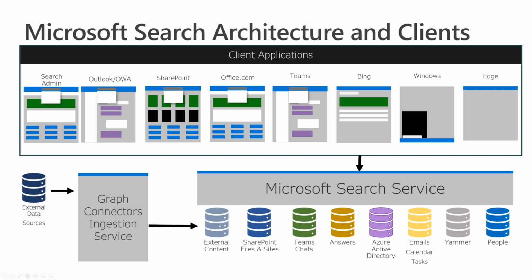That means you can have external content being used through the Microsoft Graph connectors, Teams chats, answers, as I'll talk about, Azure Active Directory, which means people, together with the people on the right side, which is the old user profile application in SharePoint, which still has some profile data, which is also being moved over to the new profile API, which you might have seen in the graph. So all of those are coming together. We have emails, calendar, and tasks.